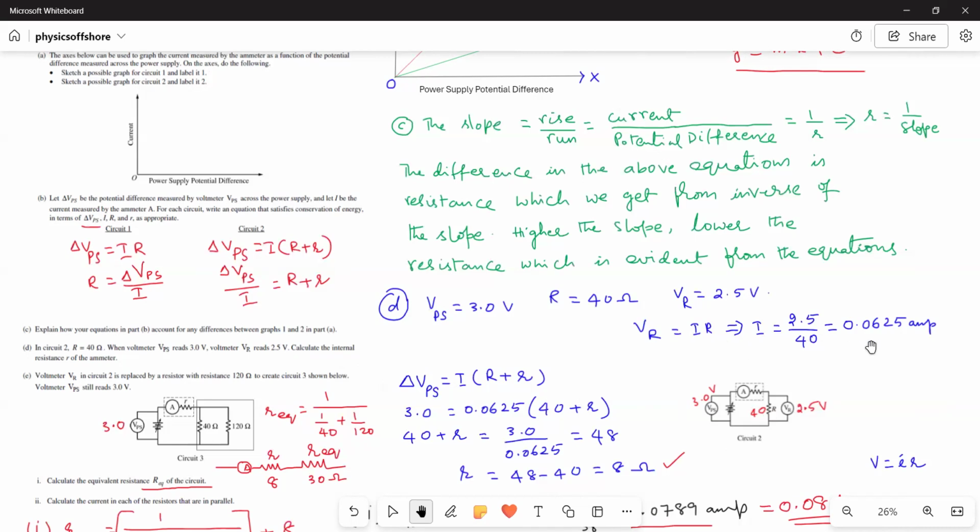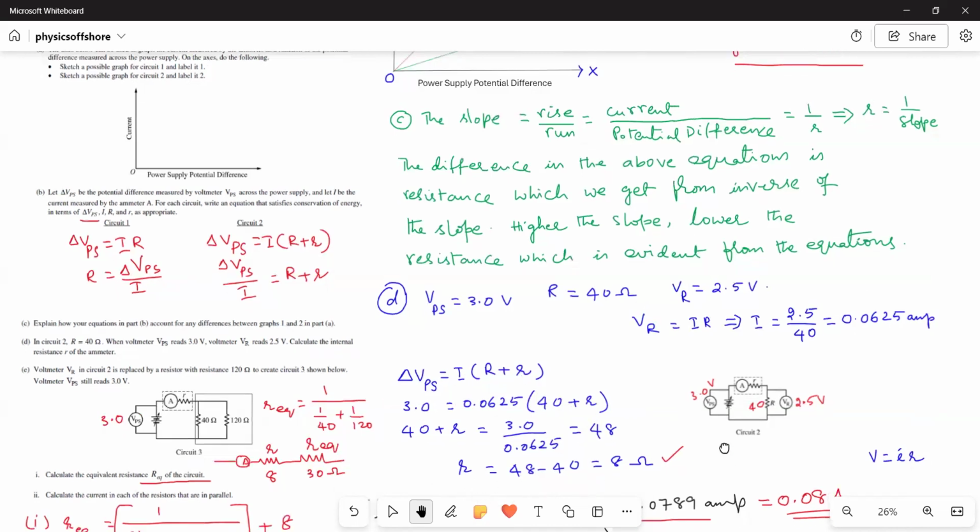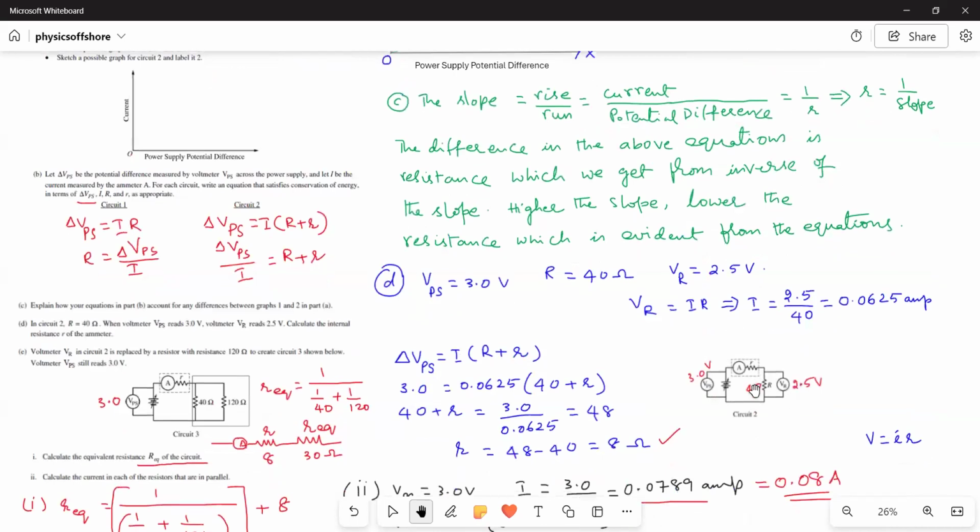Okay. Now, according to the second equation, delta VPS is equal to I times R plus R. What is the voltage across the power supply? 3 volts. So this 3 volts is equal to the current flowing times the total resistance, 40 plus R. We use this equation and then we will find out R. See here the calculation. Initially, I calculated the current flowing through the resistor, that is this one. So using that, I calculated the internal resistance.